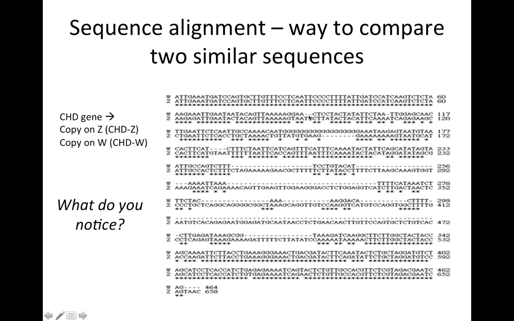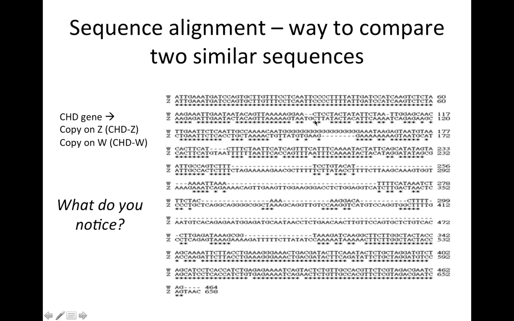Well, let's look at just these two dashes here. So what you can see is that the Z and the W copies have almost identical sequence here, and they have almost identical sequence here. But when we look between, we have this TG on the Z that doesn't have any corresponding nucleotides on the W. So it's basically this T and the G is like a little insertion relative to the W.